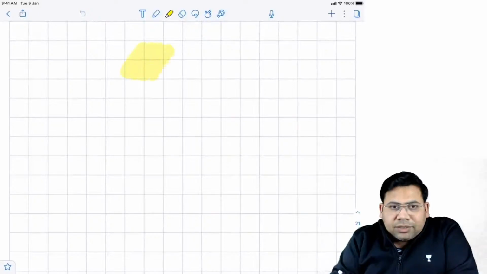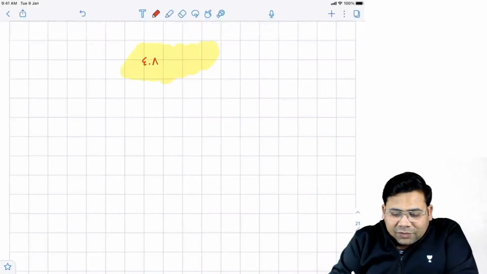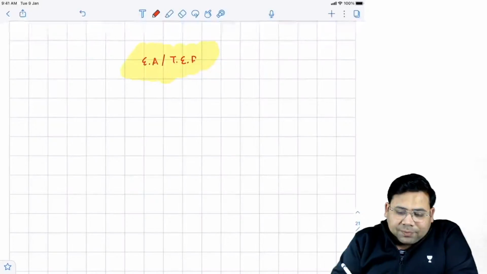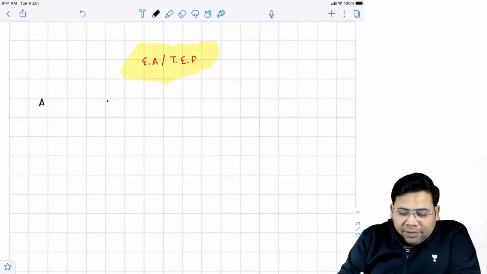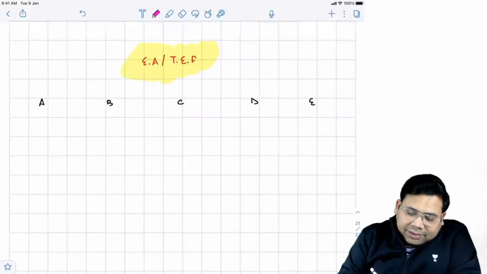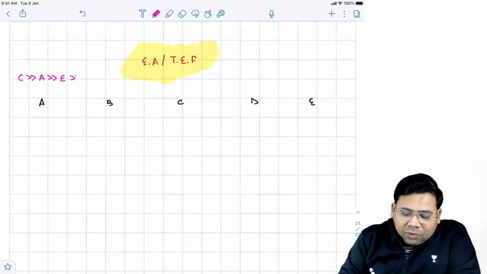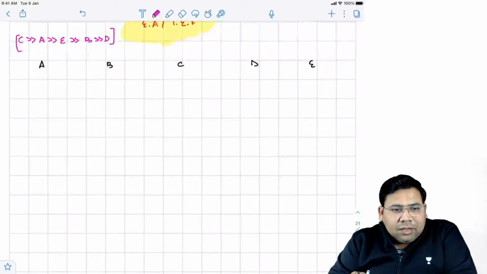So when we talk about esophageal atresia and tracheoesophageal fistula, let us quickly discuss the types. If you see the order, it is A, B, C, D, E. But according to the incidence, it is C more than A, more than E, more than B, more than D. So remember, D is the least common.